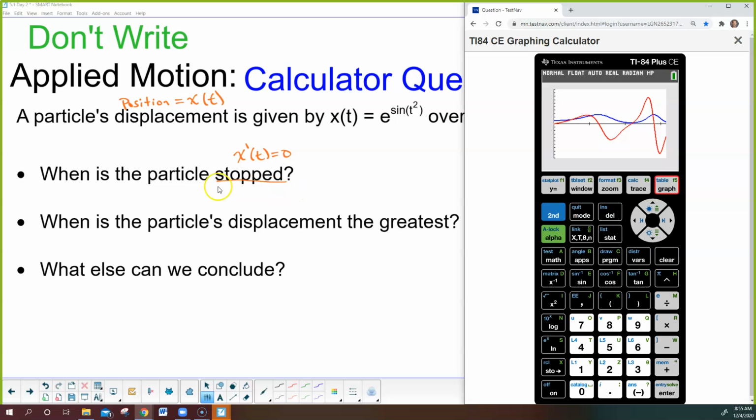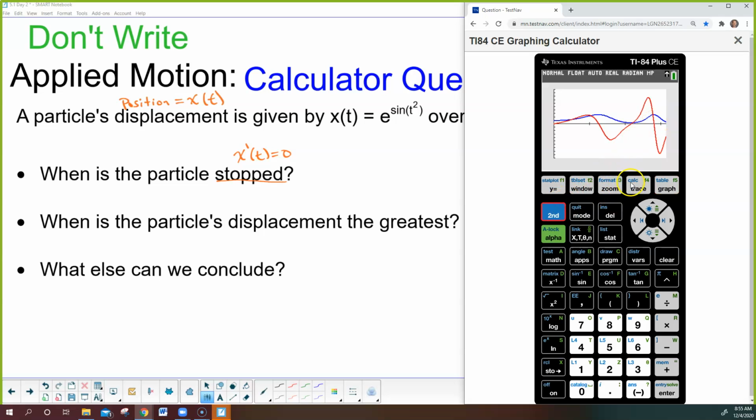This red function is the derivative. So I want to figure out when the particle is stopped, or when the derivative equals 0. So I'm looking at my red function, and I want to find all the spots where the red function crosses the x-axis, because that's a 0 derivative. All right, so I've got 3 spots here, 1, 2, 3. So how do we find the zeros?